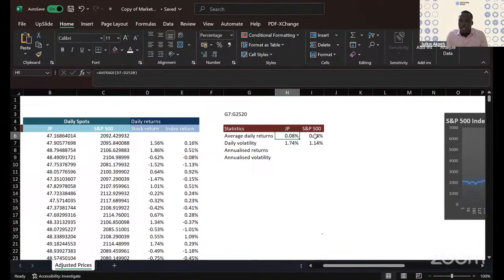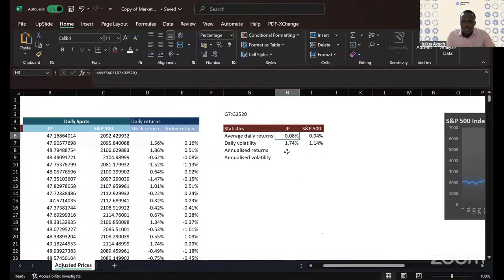Volatility is often higher than the returns, right? The daily returns: you see JP generating a daily return of 0.08% at a cost of 1.7 for volatility. And if you look at the S&P, at a cost of 1.14% volatility. Volatility is lower in the S&P, and so is the return. And also you see volatility is higher for JP Morgan, and then also the returns.